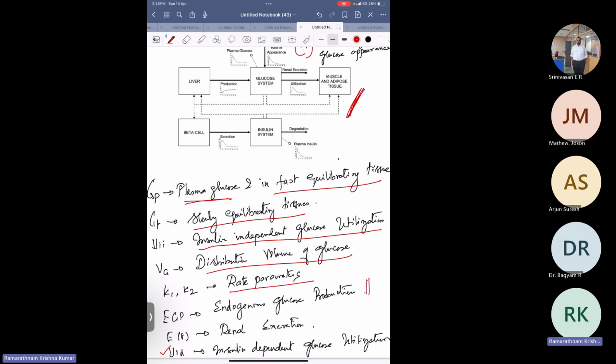And EGP is the endogenous glucose production. Okay. And ET is renal extraction, which happens if diabetes is involved, or can be zero if there is no diabetes. But anyway, we'll add that tomorrow.